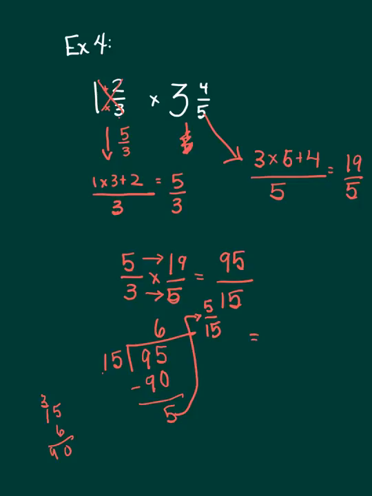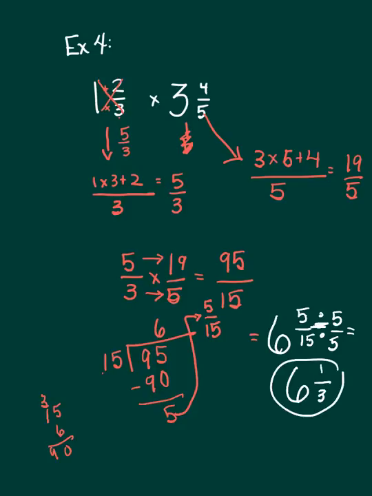So that equals 6 and 5/15. But I know that I can divide a number into both 5 and 15. So I can divide 5 into both of those. So I get 6 and 1/3. So if you got that answer, awesome job.